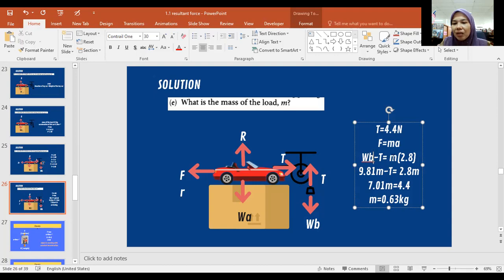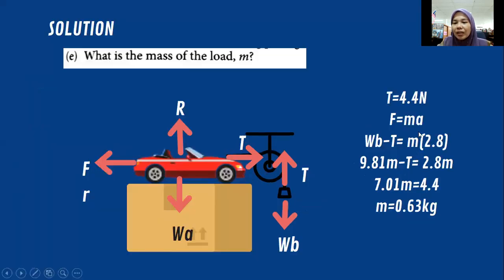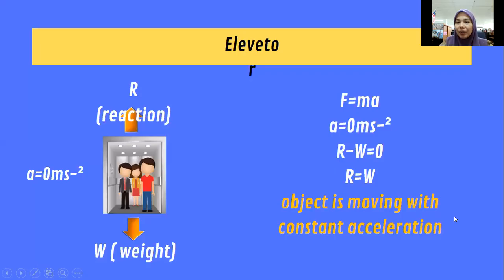WB minus T is equal to MA. A is given to you in the question, A is equal to 2.8. So substitute into the formula. Weight WB is equal to MG, where G is equal to 9.81. So 9.81 m minus T is equal to 2.8 m. Calculate, and you will get m is equal to 0.63 kg. Hope you understand.